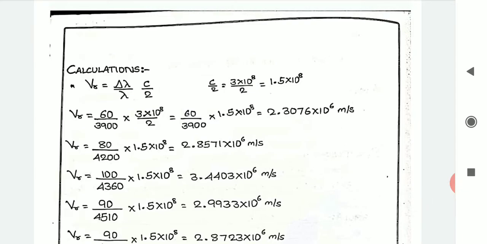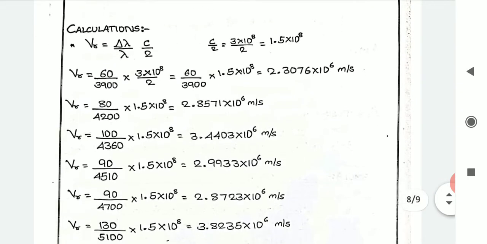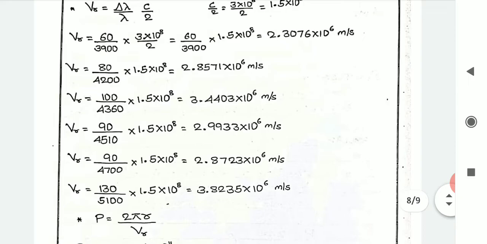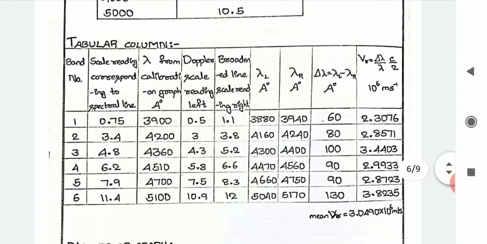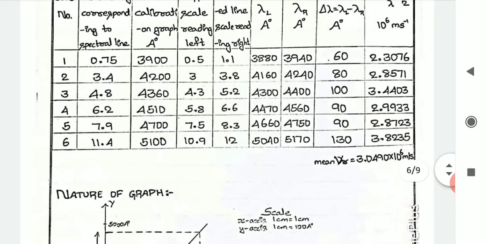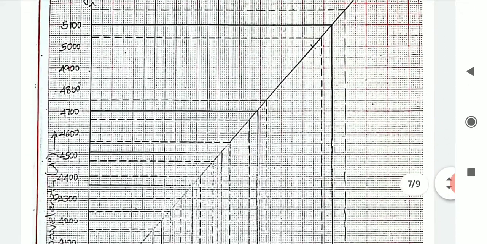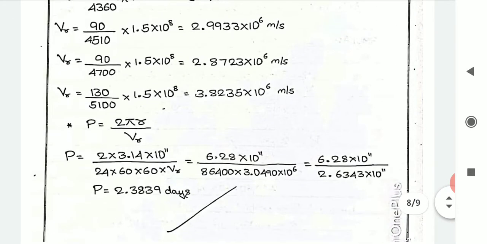Simplify: 2.370, that is 0.7 into 10 to the power of 6 meter per second. Similarly, for the second one, third one, fourth, fifth, sixth, repeat. At last come to the tabular column. You have to find the mean value of this. See, mean value: add all the values, divide by 6, 3.049 into 10 to the power of 6. First part is over. We have calculated the VR, rotational speed, that is 3.14 into 10 to the power of 6 meter per second.